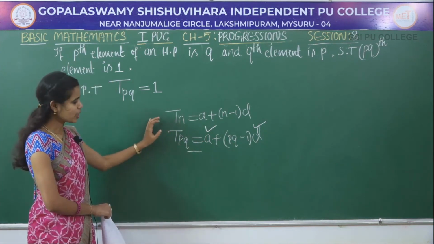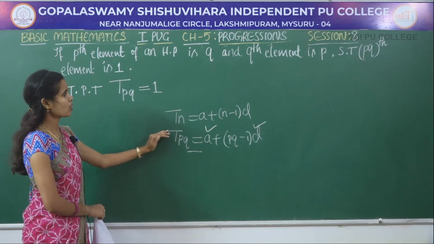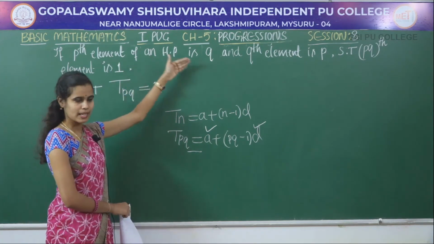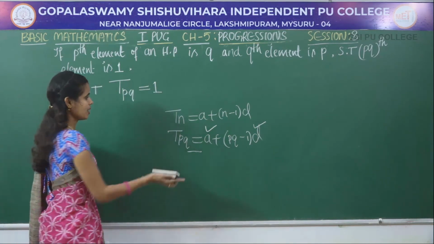Okay. So first find the pqth term in AP and then convert into HP. Therefore first convert the pth element into AP and also the qth element into AP, means take the reciprocal of the terms.